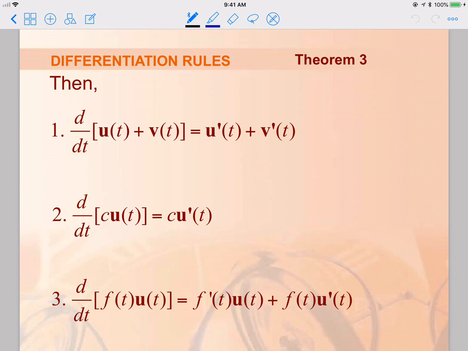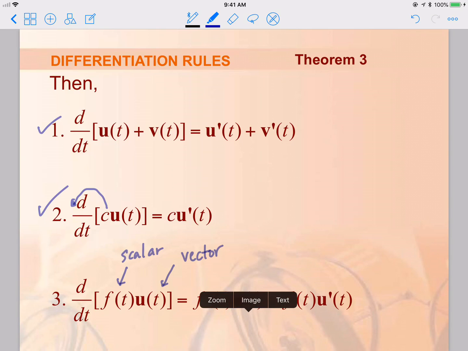Okay, so here are our differentiation rules. The first one should be pretty reasonable. If you want to take the derivative of the sum, it's just the sum of the derivatives. If you have a scalar multiple, you can just pull the scalar out front. And if you have a scalar function being multiplied by a vector, then we've got our old-fashioned product rule. So it's the derivative of the scalar times the vector plus the scalar times the derivative of the vector.